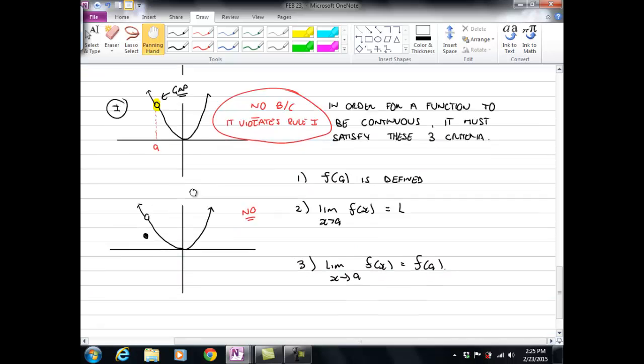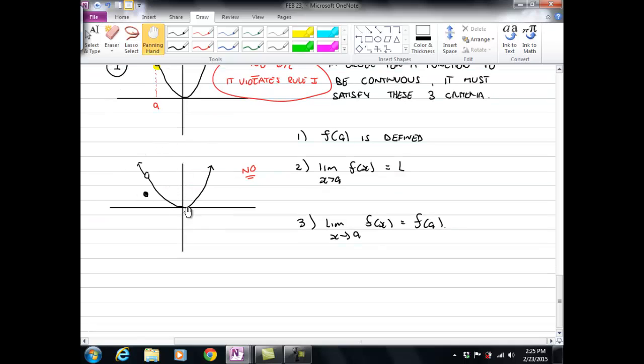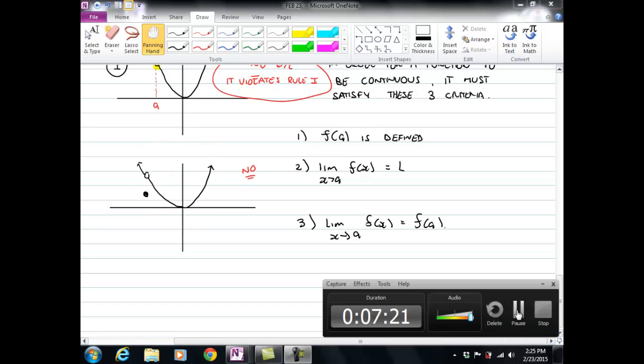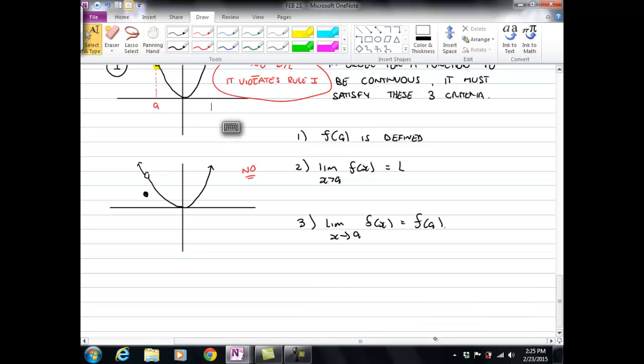We also said this was a no. The question is, which rule does it violate? Okay, talk to your neighbor again. And I'm going to be asking you what your neighbor said. Manat, what did your neighbor say? Which one does it violate? It violates rule number 3.